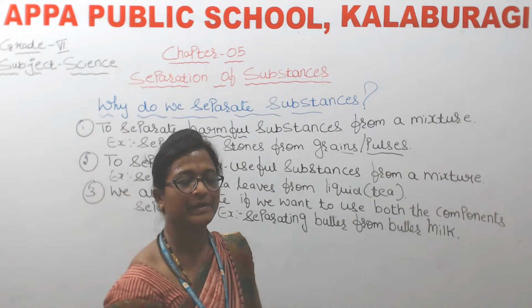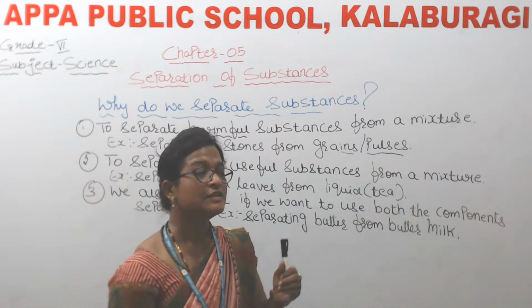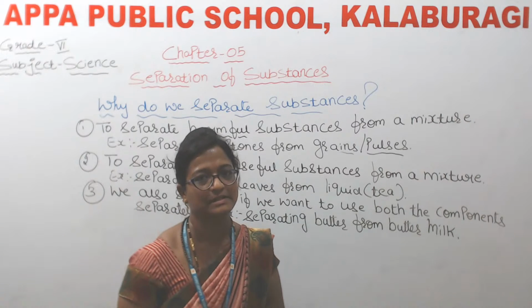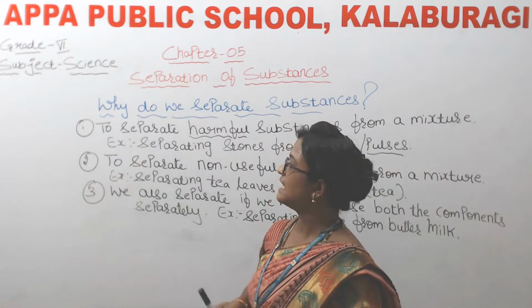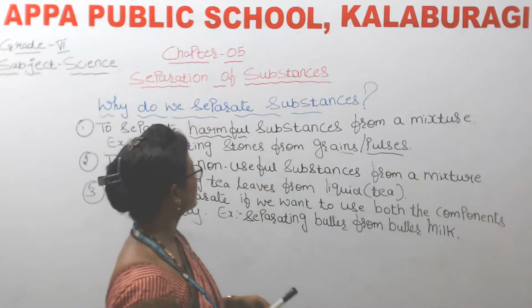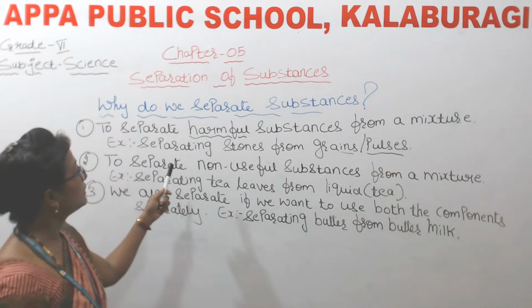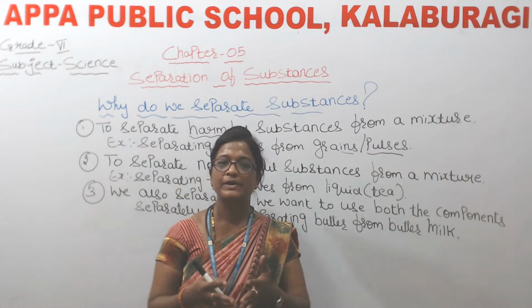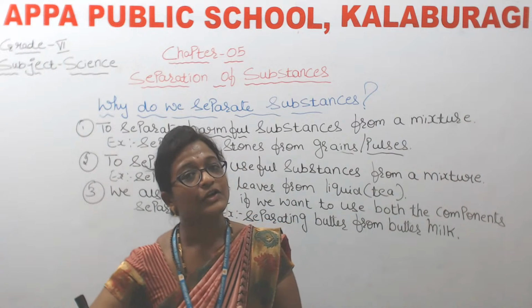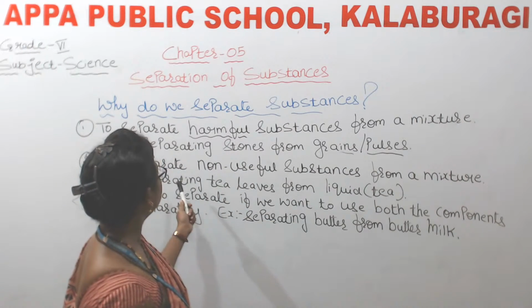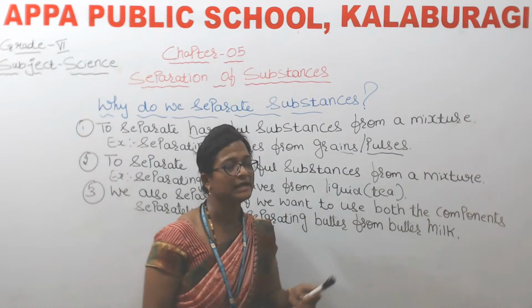So here what are we separating? We are separating stones from grains or pulses which are present in them. So the first reason is to separate harmful substances from a mixture. And the second reason is to separate non-useful substances from a mixture. Sometimes we separate the non-useful components. For example, here separating tea leaves from liquid, that is tea.